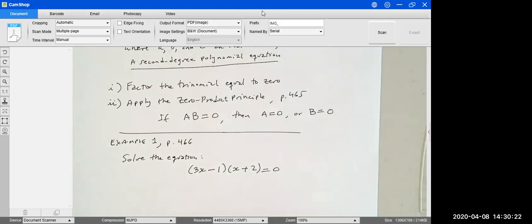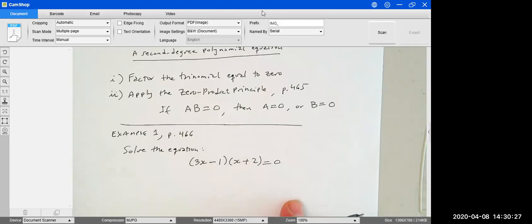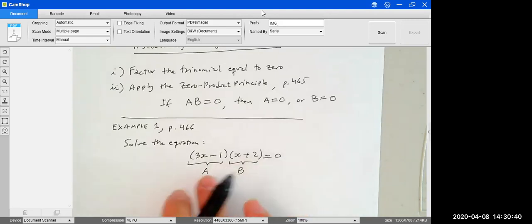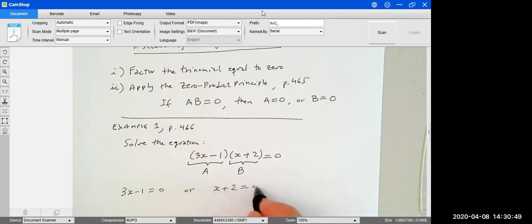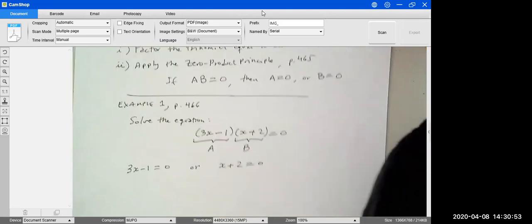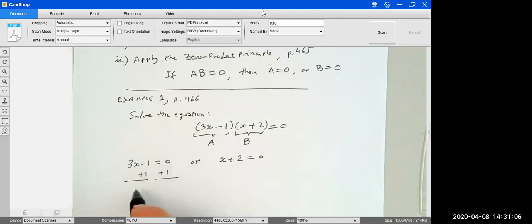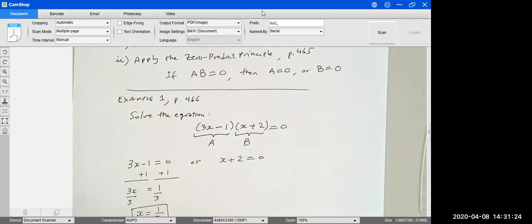Okay. So we're going to apply the zero product principle to find the solutions for this equation. So this is one factor, this is maybe A, and this is the other factor, and this is B, and we have here that A times B equals 0, so that means that either the first factor, 3x minus 1 equals 0, or the second factor, x plus 2 equals 0. So now we have two linear equations that we can solve in a very easy manner. So you just need to solve for x in every case. In the first case, we're going to add 1 to both sides of the equation. So I'm going to get 3x equals 1. And then we're going to divide both sides of the equation by 3. So we're going to get x equals 1/3. So that's the first solution.